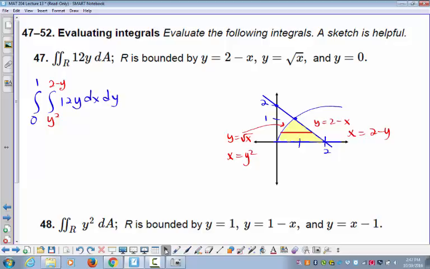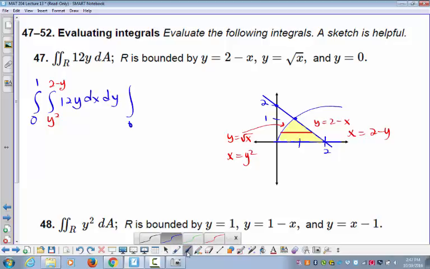If you're integrating a differential, you get the length of the interval. So here, we're integrating with respect to x. There's no x. We have a 12y as our integrand. We're integrating with respect to x. There's no x. So you could write 12xy from y squared to 2 minus y. But by now, in Calc 3, this concept should be very familiar to you, that when you integrate a differential, you get the length of the interval. So that's a shortcut that will help us expedite some of this busy work.